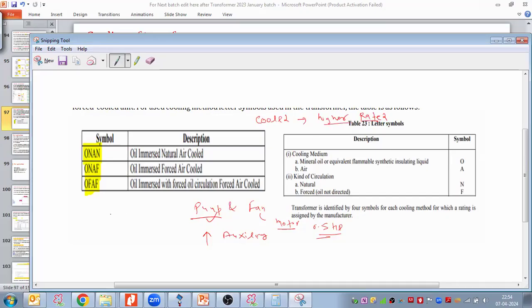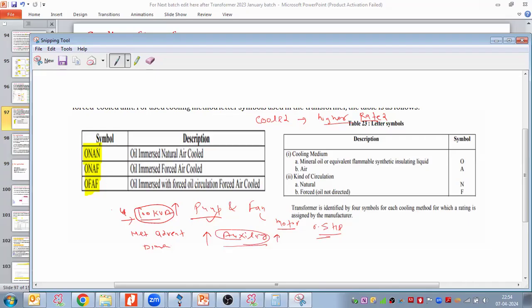When my transformer rating is small, like a 100 kVA transformer, and I put in forced cooling, my rating is increased, but in the same proportion my losses will also increase. So there is no net profit. There is no net advantage we are getting, even though we get some higher rating, because at the same time losses are increasing. At the same time, the dimension of this transformer is also increasing. So in a small system, ONAF or OFAF does not have any significant advantage.